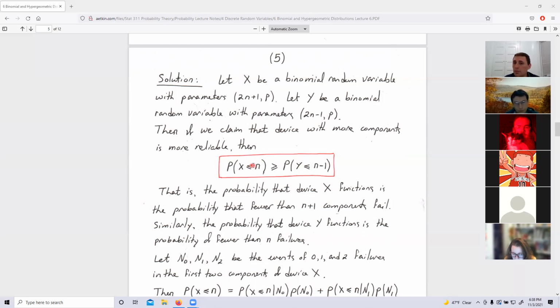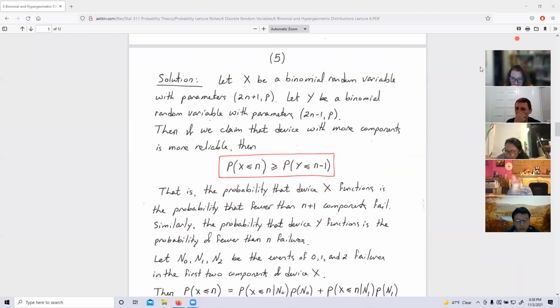This means that the device is still working, right? Because look at it, 2n+1, at most n components can break for the device to still be working, right? So on the left, you have the probability device X is working. On the right, you have the probability device Y is working. And device X with more components is more reliable if this probability is higher than this probability. Do you agree? Because here it's more than half of its components are working, and the probability of that is more than in this Y, that more than half of its components are working. Is it clear?